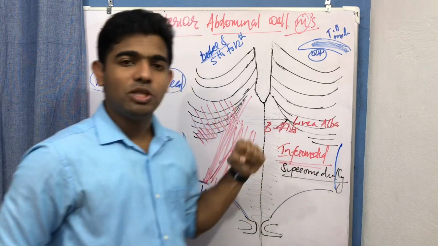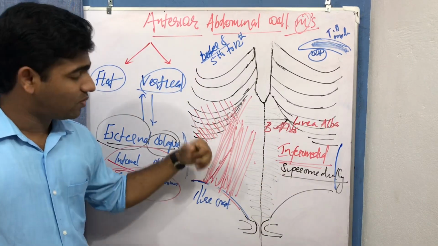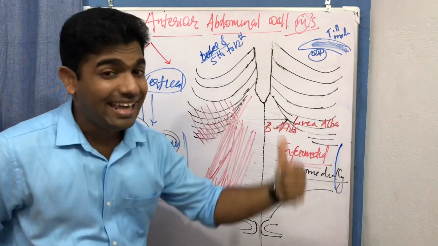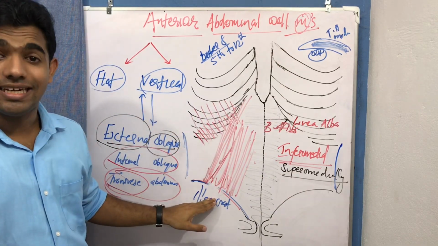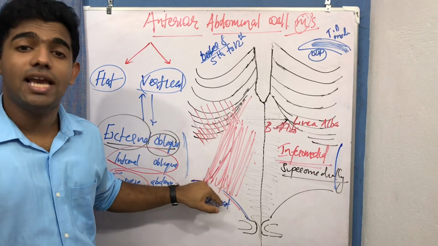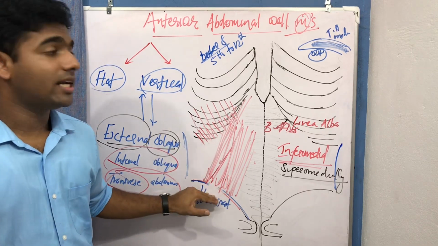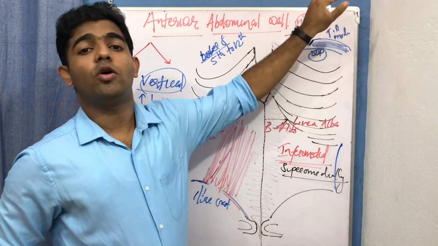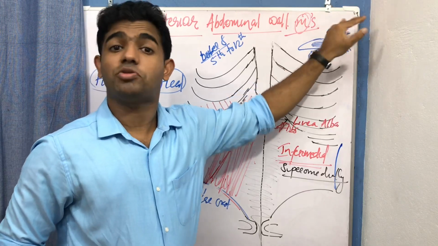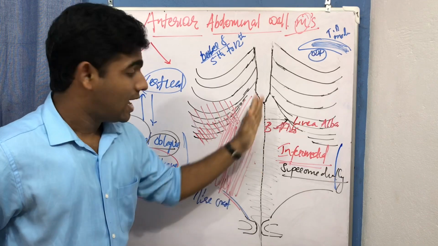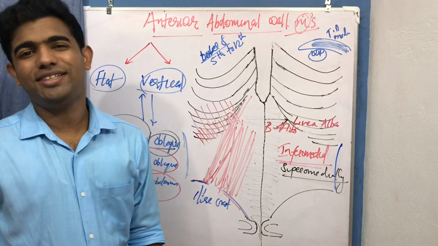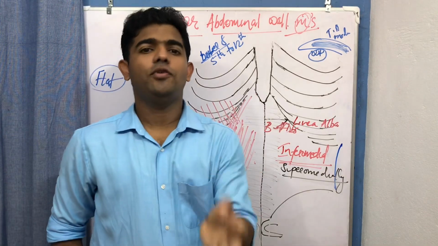So once again, let me tell you, the internal oblique arises from where the external oblique ends. External oblique ends at the iliac crest. So it's arising from the iliac crest, more specifically between the origin of external oblique and transverse abdominis, and inserts into the lower 3 to 4 ribs and the linea alba. Not just that, I need you to remember few more points.